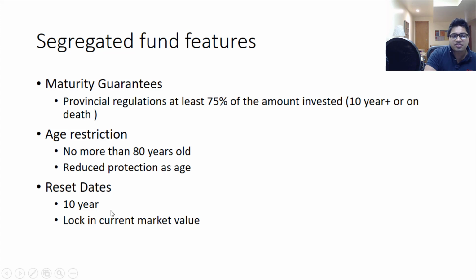Now there is a concept of reset date. So if I have 30 years to go for my retirement, and I can buy segregated funds in chunks of 10 years, every 10 years I can reset my segregated fund. So what happens when you reset? Whatever lock-in value the fund has on the reset date would be frozen as the guaranteed amount.